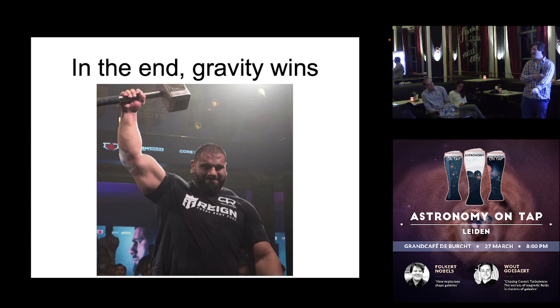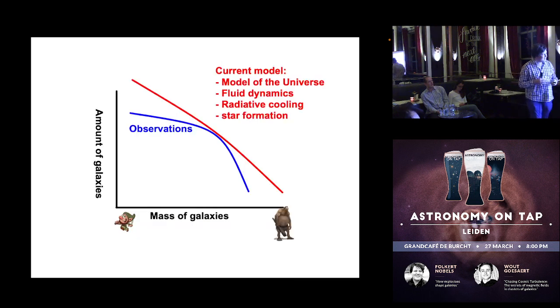So in the end you always form stars. So with these four components you can basically already form galaxies. But there's a problem. I showed this amazing plot which I made in Paint: if you have the amount of galaxies as a function of the mass of galaxies, and we put in this current model, in red, you get this line.